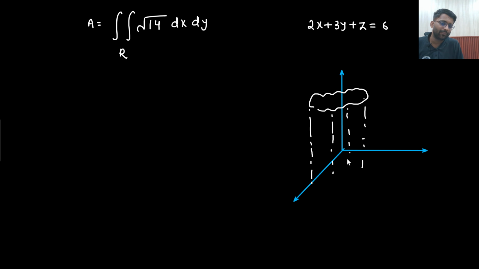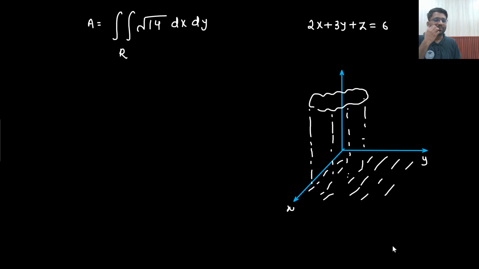But there would be some projection of this structure on the xy plane, right? What would that projection be? Sir, what you need to do is just remove this z. That means put z equals to 0. Put z equals to 0, what are you getting? 2x plus 3y equals to 6. There you go.